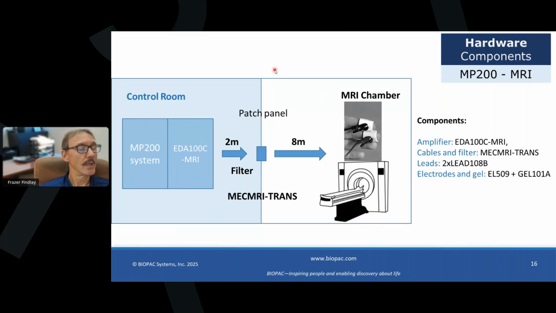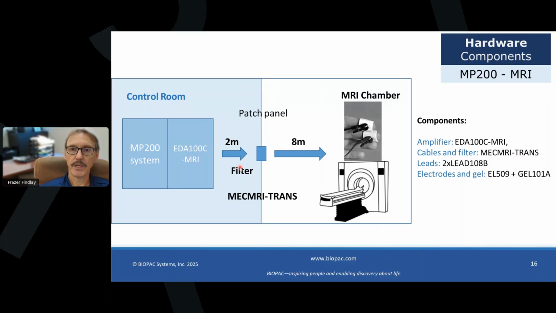Okay, finally, we have the MRI applications, and the MRI environment is divided into two portions. There's the control room, which is where the recording equipment resides, and then you have the chamber side with the MRI, and this is where your electrodes and electrode leads are located.